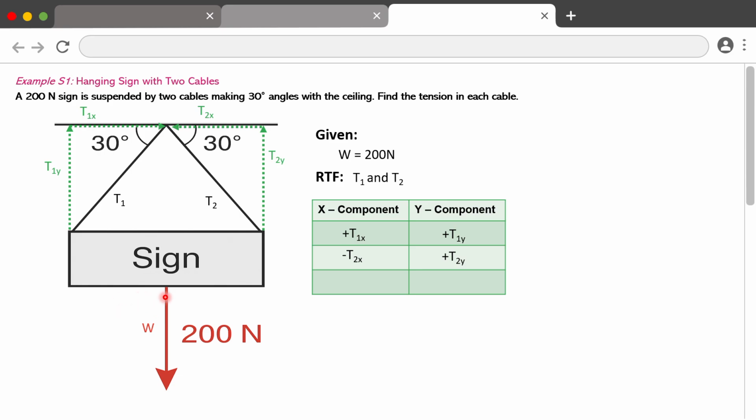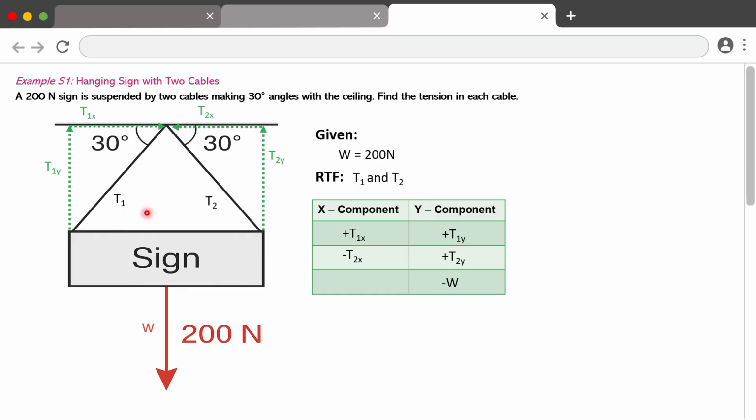And the other force, of course, is the weight. That's given by negative W. It's negative because the direction of the weight vector is going down, so we denote that as negative. So these are all the forces that act on the sign.